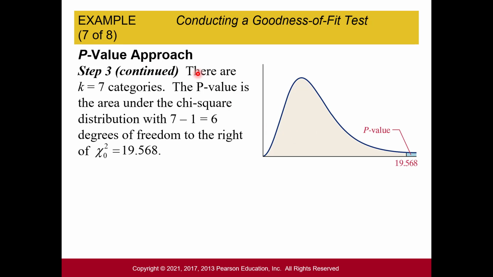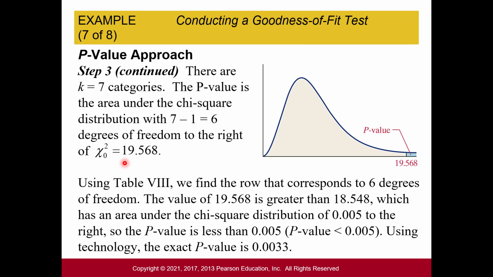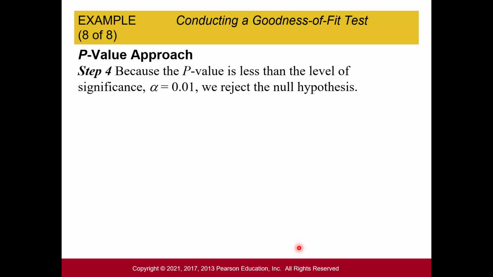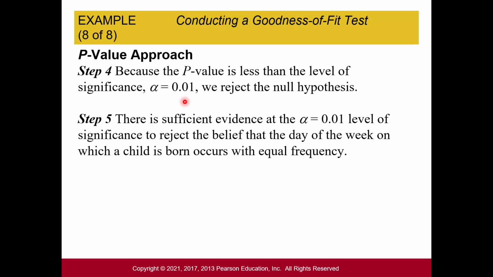Now, doing the same thing with our p-value approach, we have 7 categories, degrees of freedom is 6, and our p-value you can get from your distribution table or from technology. You're going to compare that with your 19.568 test statistic. Our p-value is going to be less than 0.005, and if you use technology, you're going to get that it equals 0.0033. And so because the p-value is less than the level of significance, we reject the null hypothesis, and then we get the same conclusion we had before.